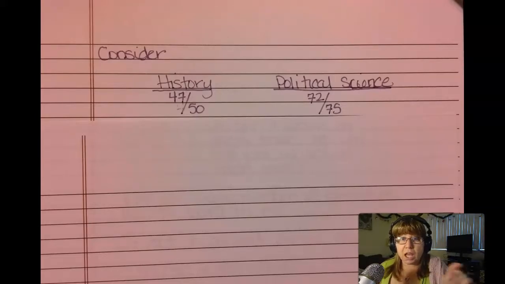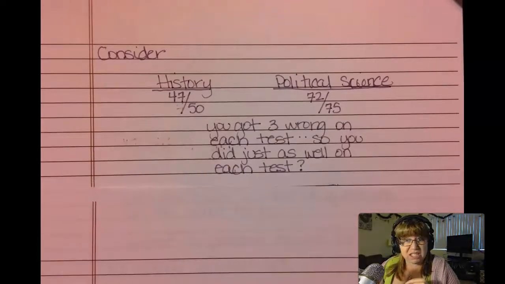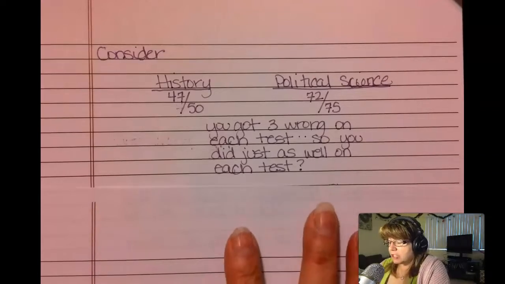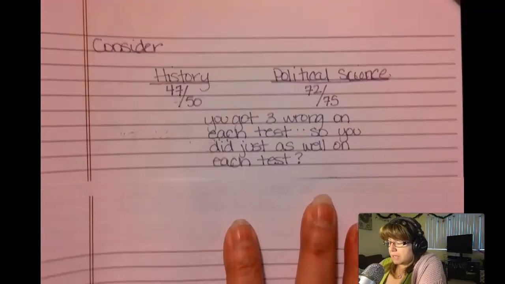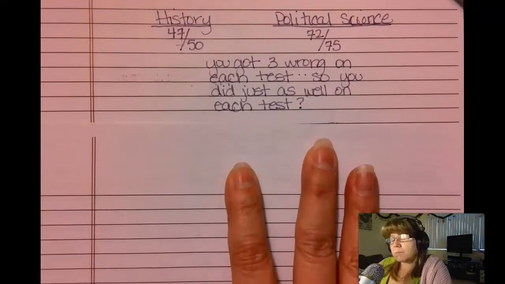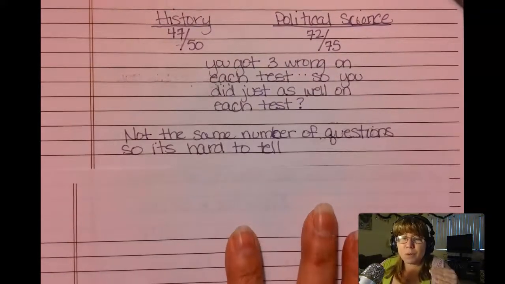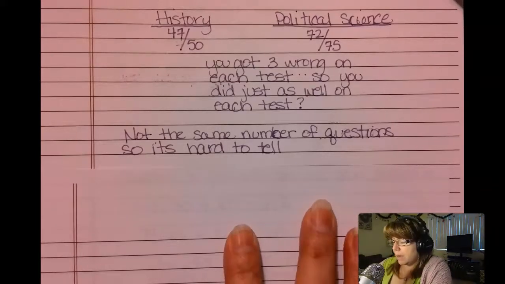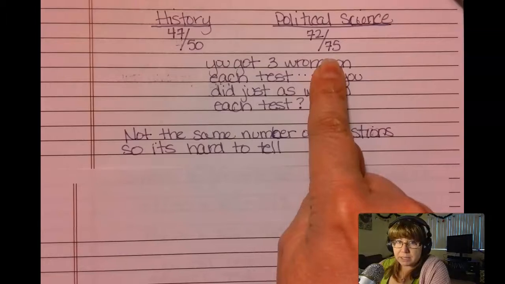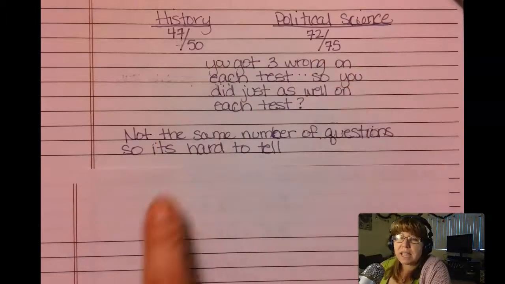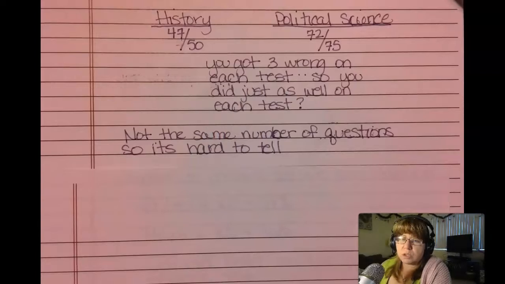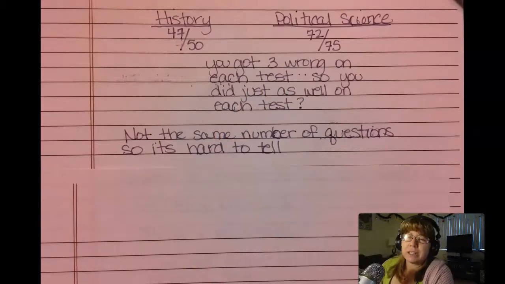Now, you missed 3 on each exam. So does that mean you did just as well on each of the exams? Well, think about it for a second. Did you do just as well because you only missed 3? There's a problem here, because it's not easy to tell since the number of questions is different. Because the number of questions is different, we can't say that just because you got 3 wrong, you did just as well. So usually in that situation, you figure out your percent.